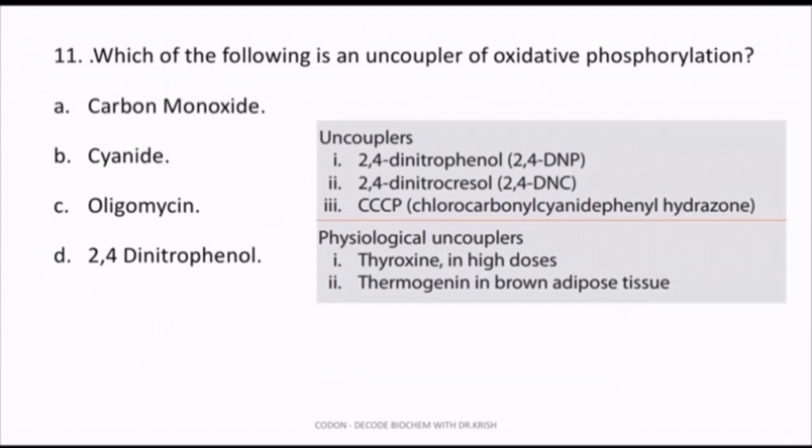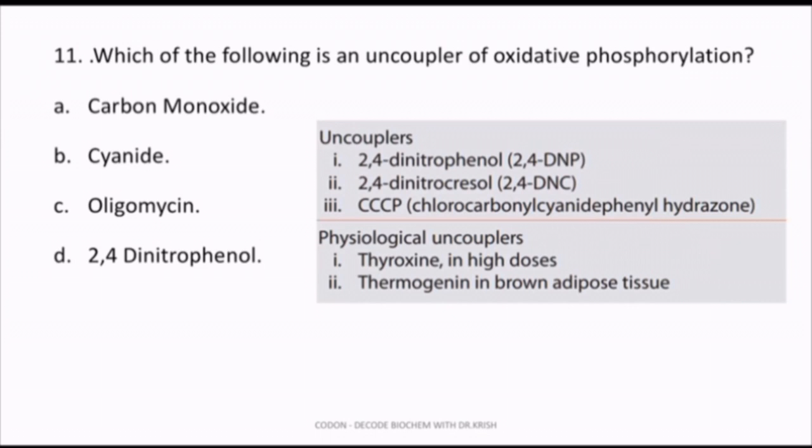Which of the following is an uncoupler of oxidative phosphorylation? For this you should know what an uncoupler is. First, oxidative phosphorylation is the electron transport chain. Here you have 4 complexes, complex 1, 2, 3, 4, where the electrons from the reducing equivalents are transferred between the complexes. And complex 5 is where the proton gradient is converted to ATP. In complexes 1 to 4 oxidation happens, and in complex 5 phosphorylation happens. This coupling of oxidation and phosphorylation is called oxidative phosphorylation.